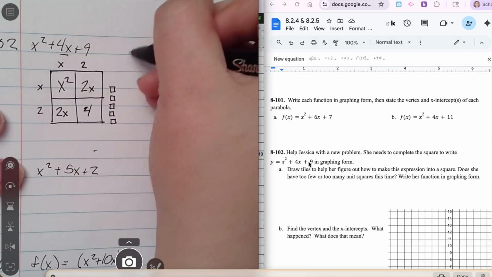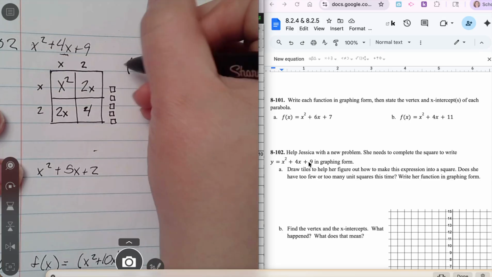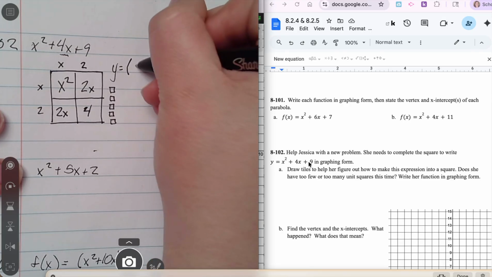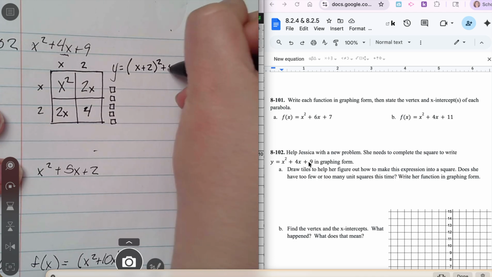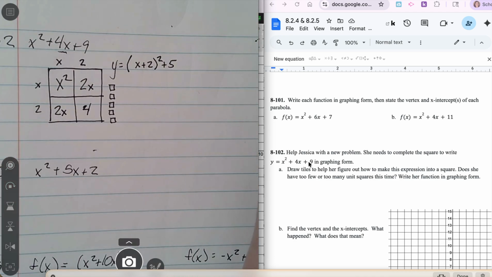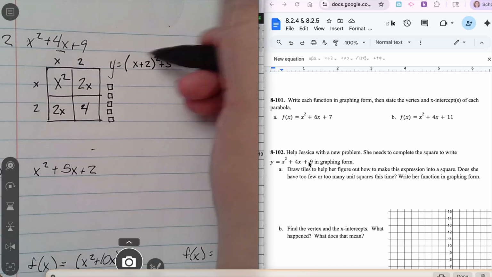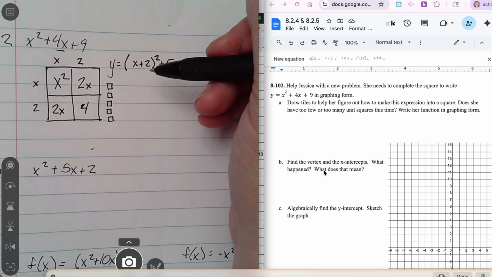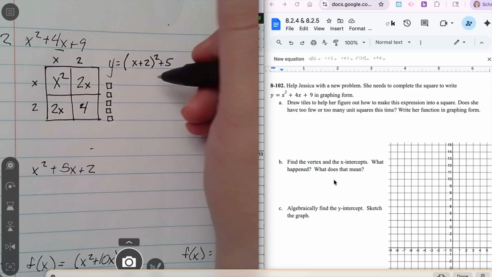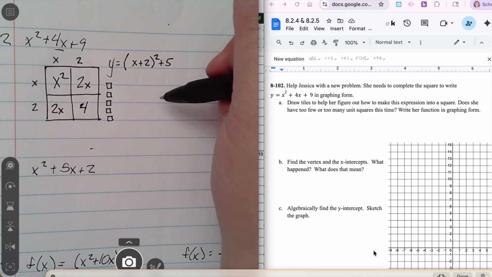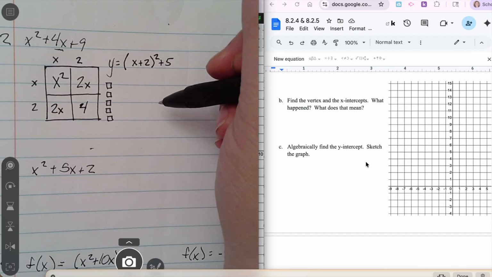So my completed, or my graphing form of this parabola would be x plus 2 squared plus those 5 extra tiles. So this is my graphing form for part A. I'm going to let you find the vertex and x-intercepts and then see if you can graph the parabola.